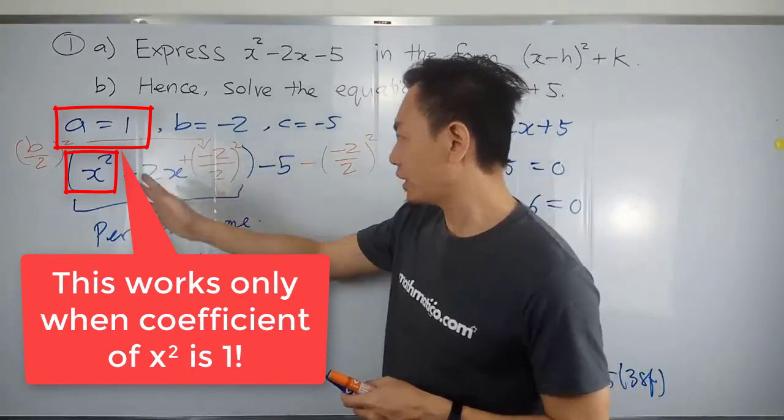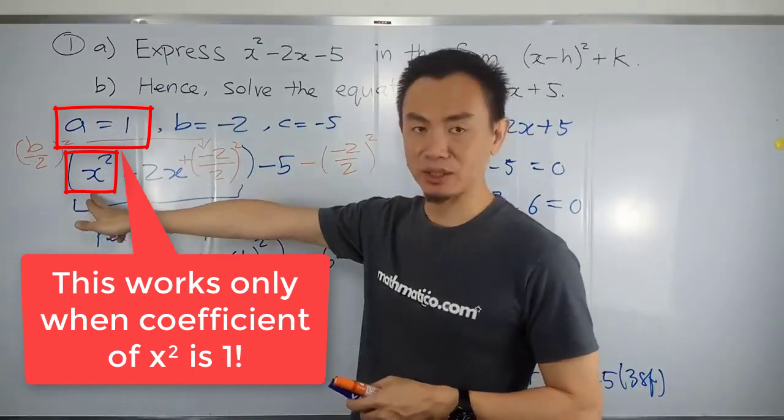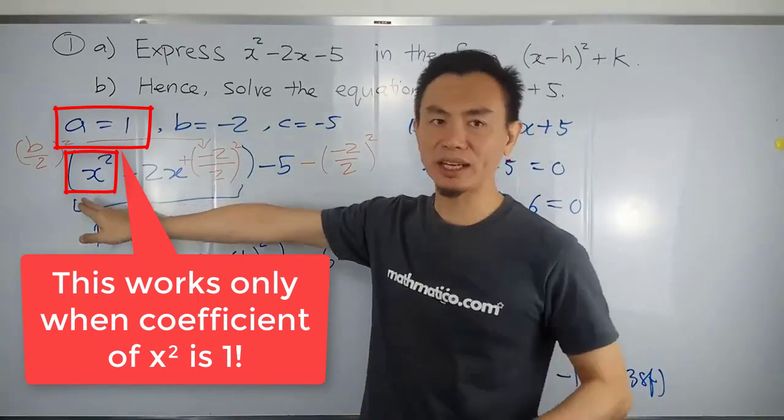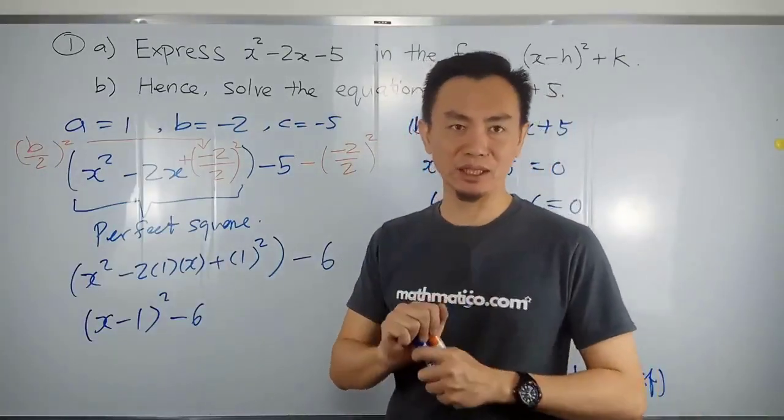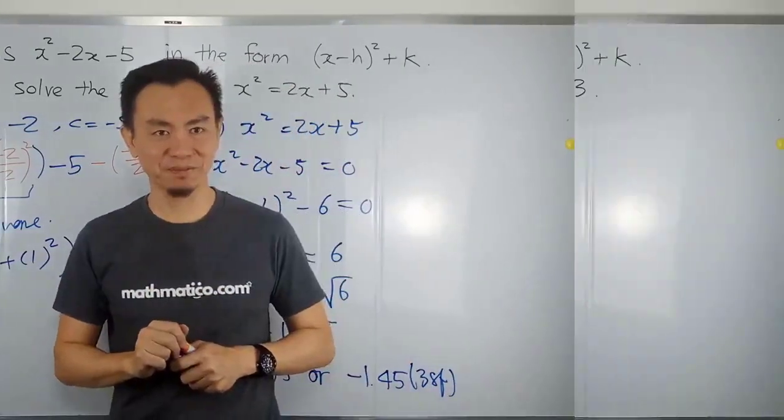Note that this method is used only when a is equal to 1. When a is not equal to 1, that means the coefficient of x squared is not equal to 1. You have 2x squared, 3x squared, or whatever it is. Then you have to use a different method to do it, which we're going to discuss next.